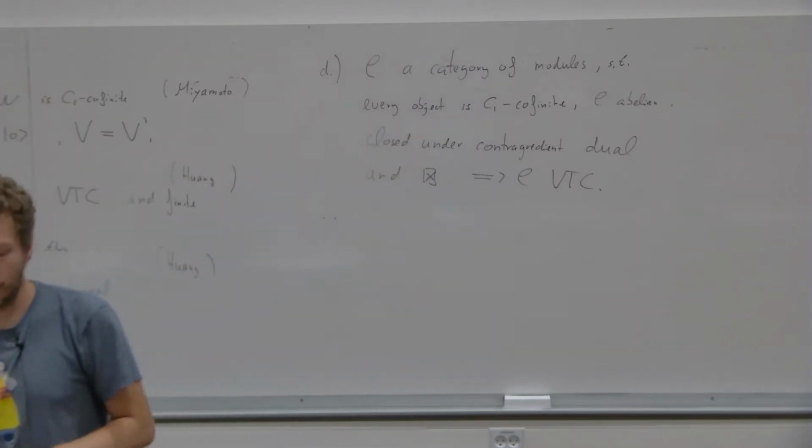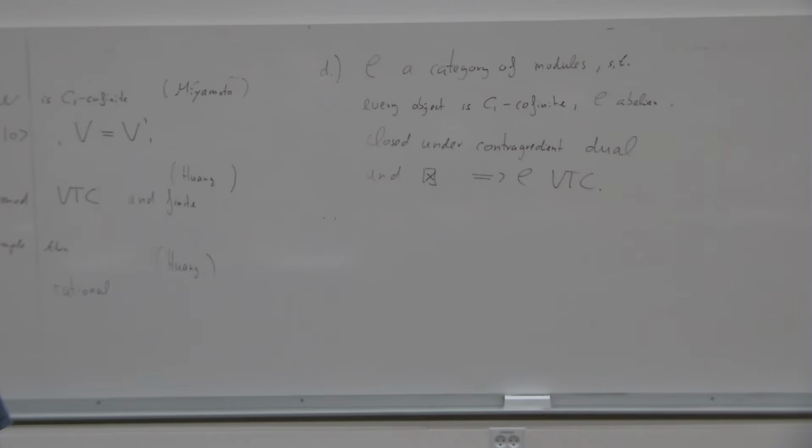But conjecturally, you can almost always prove duality if you're very good. I mean, vertex tensor categories should usually have duality. Okay.